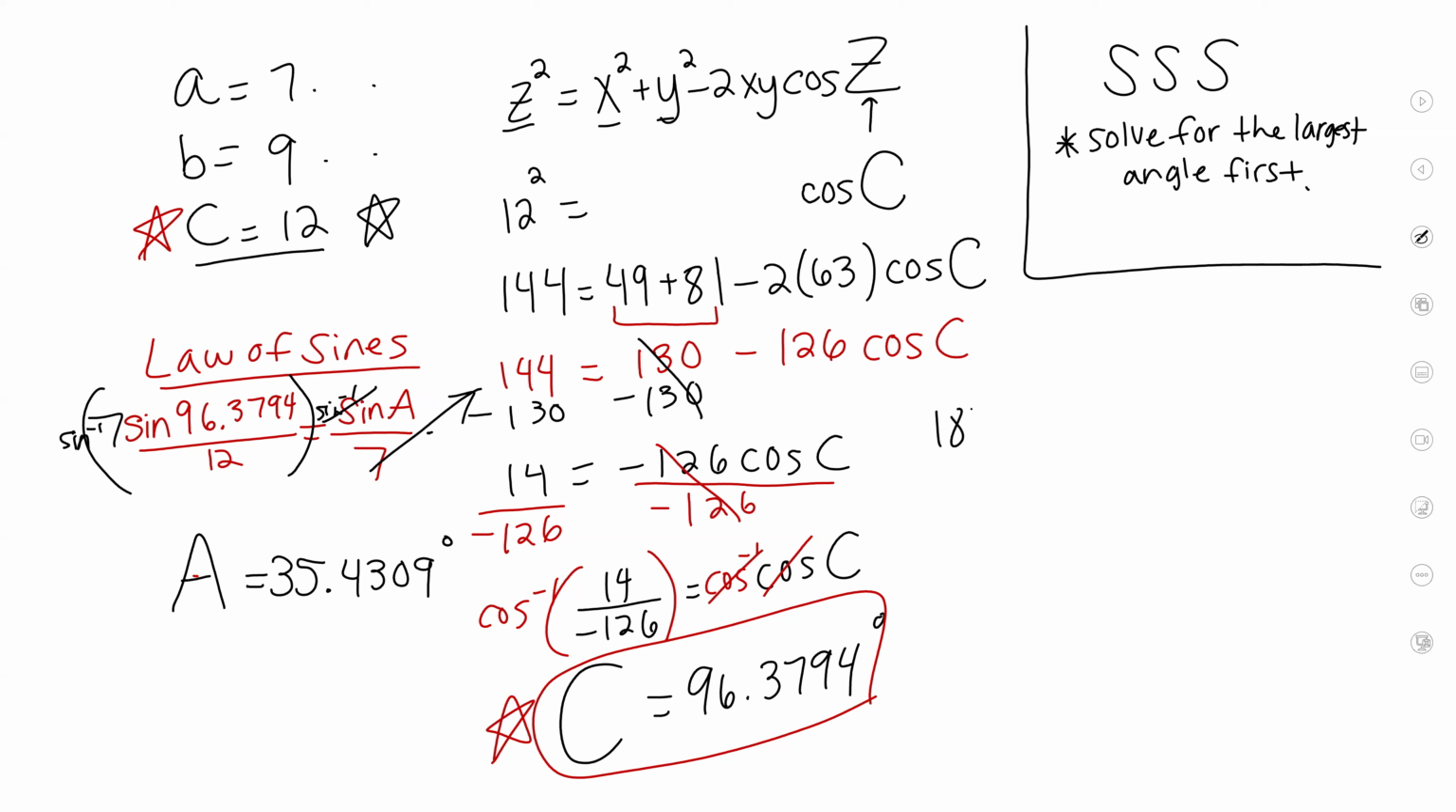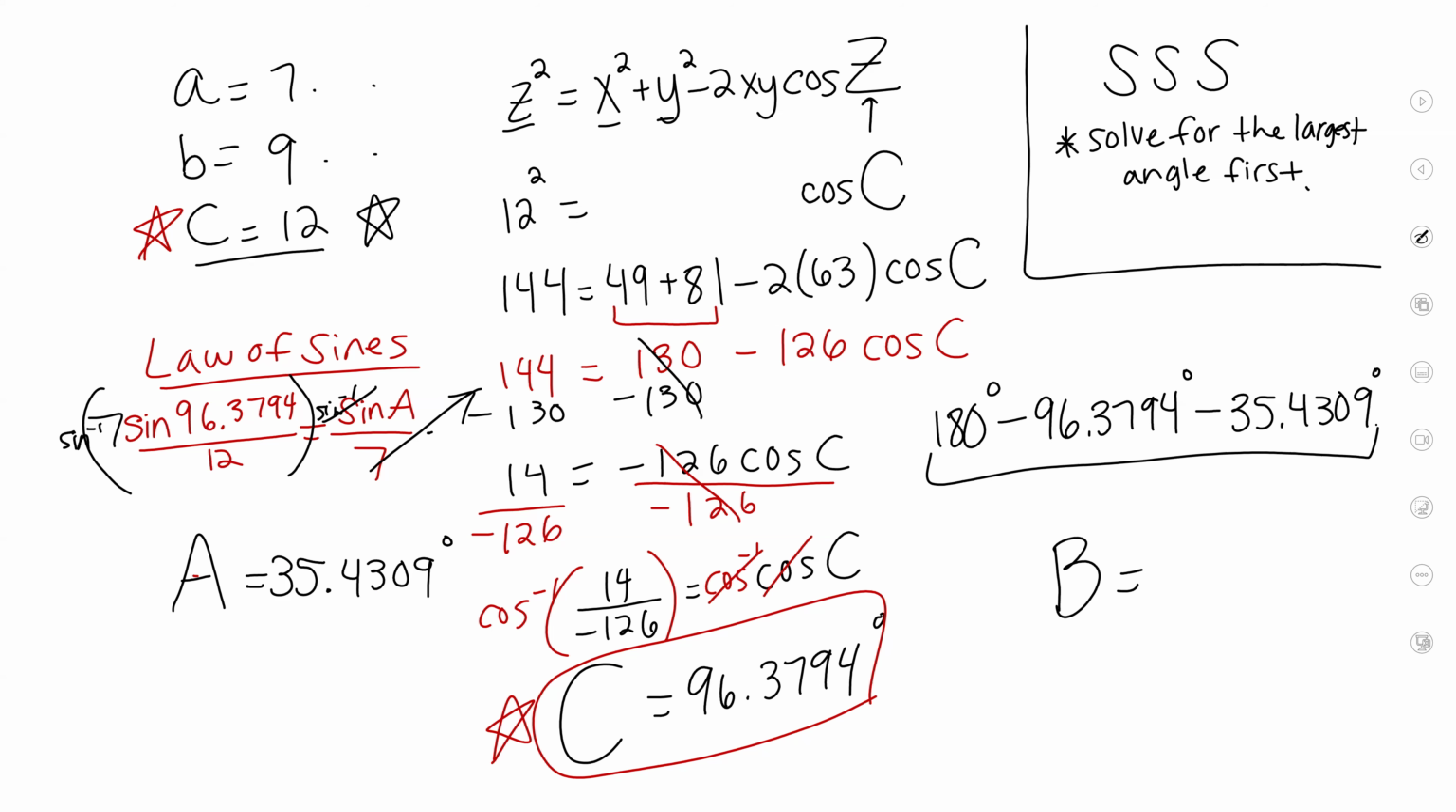Now just do 180 degrees minus one of the angles we found minus the other angle we just found. And that will give us the final angle. So angle B is whatever this is. 48.1897. All right. So I solved the triangle. When I say solve the triangle, that means find all the sides and all the angles. So we have solved this triangle.